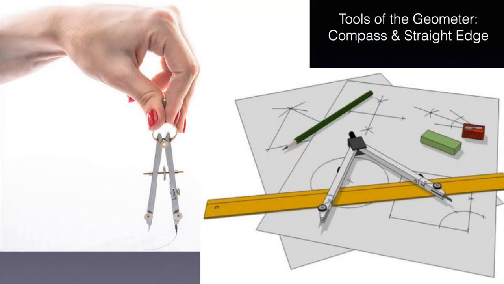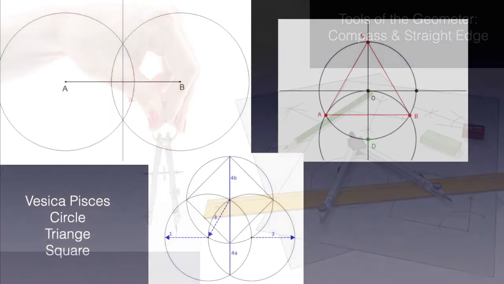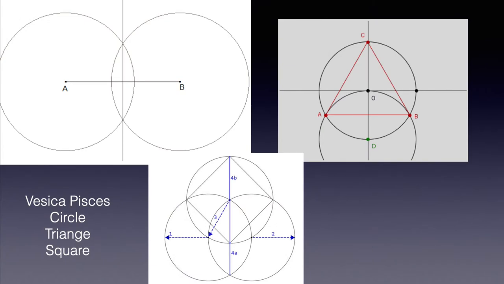So the tools of geometry are pretty simple. They're the compass and the straight edge. And using the compass and the straight edge, you can very quickly get these very simple geometric patterns. The circle, and then the triangle made by the intersection of a number of lines, and then the square. And then the Vesica Pisces, which we see in many, many great works of art and actually all over the world in terms of spiritual practices.